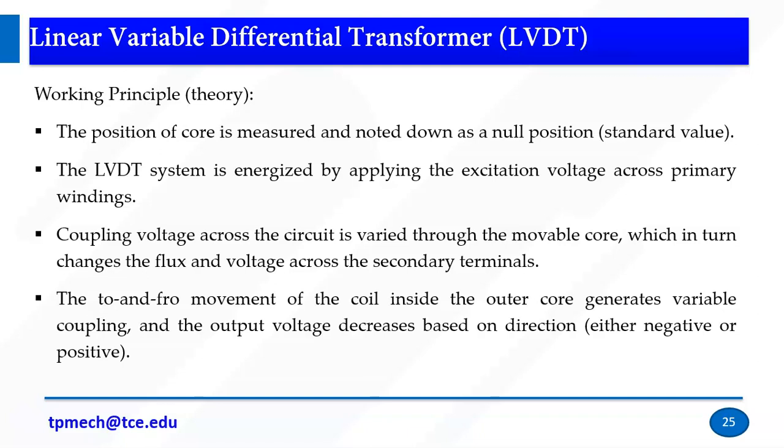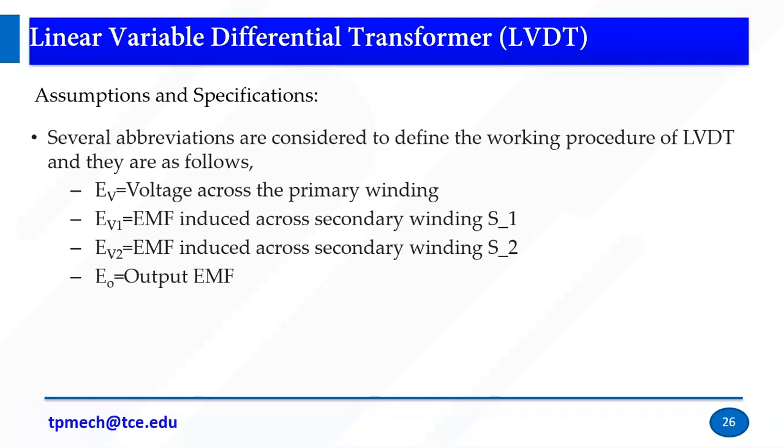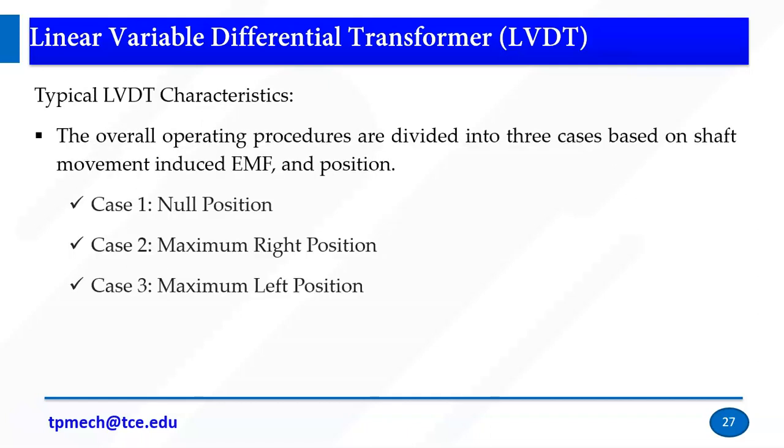So we can tell where the object is, right? We have several assumptions. One is EV, the input voltage, which is nothing but the voltage across the primary winding. The second is the secondary winding. EV1 stands for the first secondary winding, and the second secondary winding is EV2, the induced voltage or EMF. The output is the relationship between these two, right? So we have three cases: null position, maximum right position, and maximum left position.